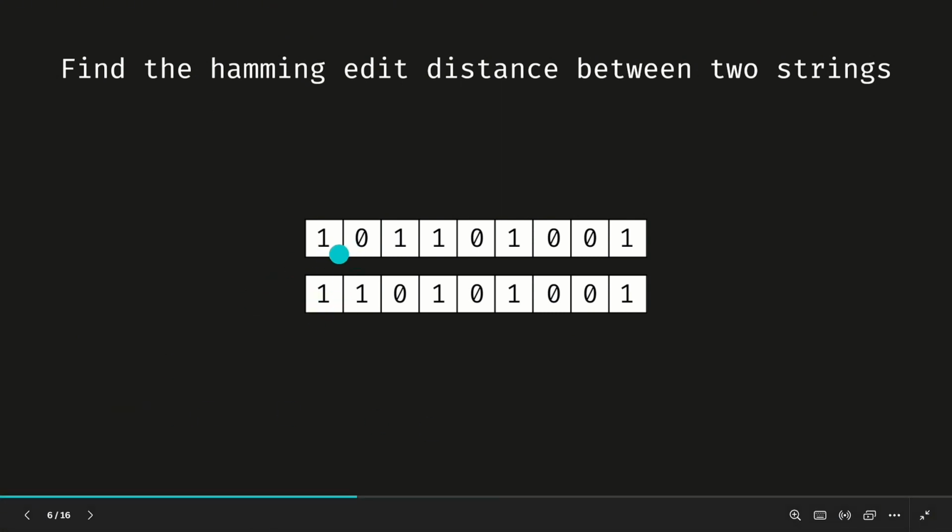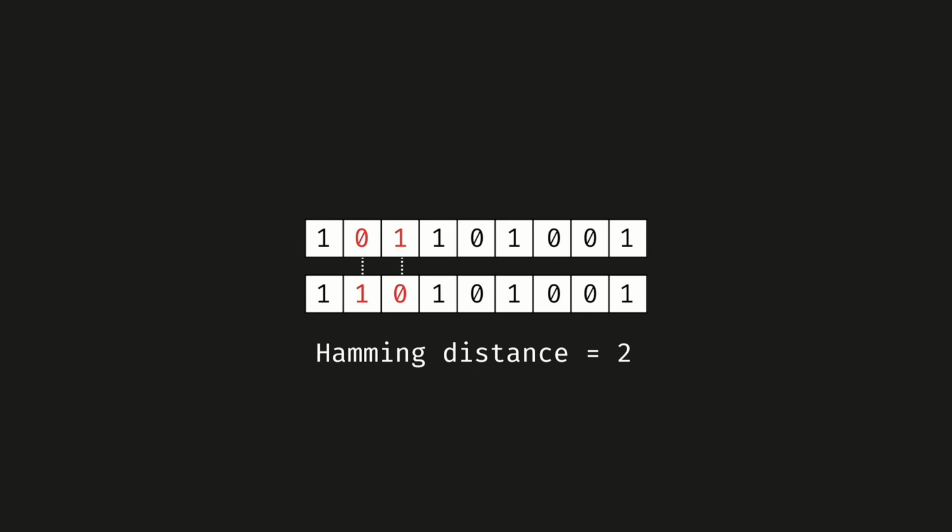Well, these two are the same, so we're going to move forward. Now 0 and 1, are these equal? Well, 0 and 1 don't match, so the edit distance so far is going to be 1. Next characters, 1 and 0. It also doesn't match, so we're going to add 1 to our edit distance. Going through the rest of the array, we can see that the characters are equal. So the Hamming edit distance for these strings in total is going to be 2.